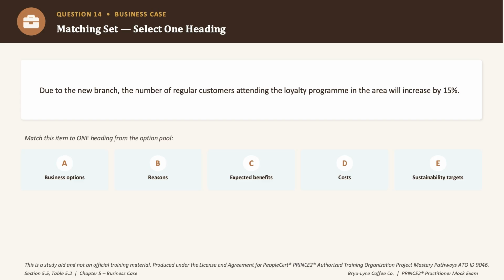Expressed against the situation before the project. Now that's exactly what expected benefits means, right? It's not a cost, not a sustainability target, and it's definitely not a business option. This is purely about a quantifiable improvement the project will deliver. So the correct heading is option C, expected benefits.